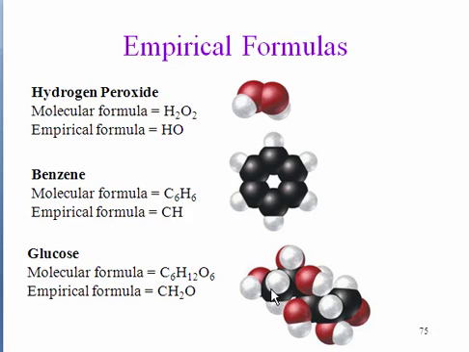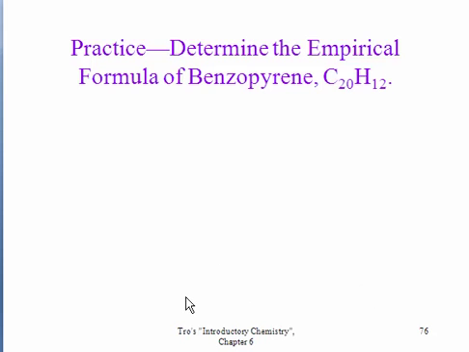Glucose always has 6 carbon atoms, the black, 12 hydrogen atoms, the white, and 6 oxygen atoms. There's a common factor between 6, 12, and 6 of 6. When we divide that out, we get CH2O. This is the empirical formula.